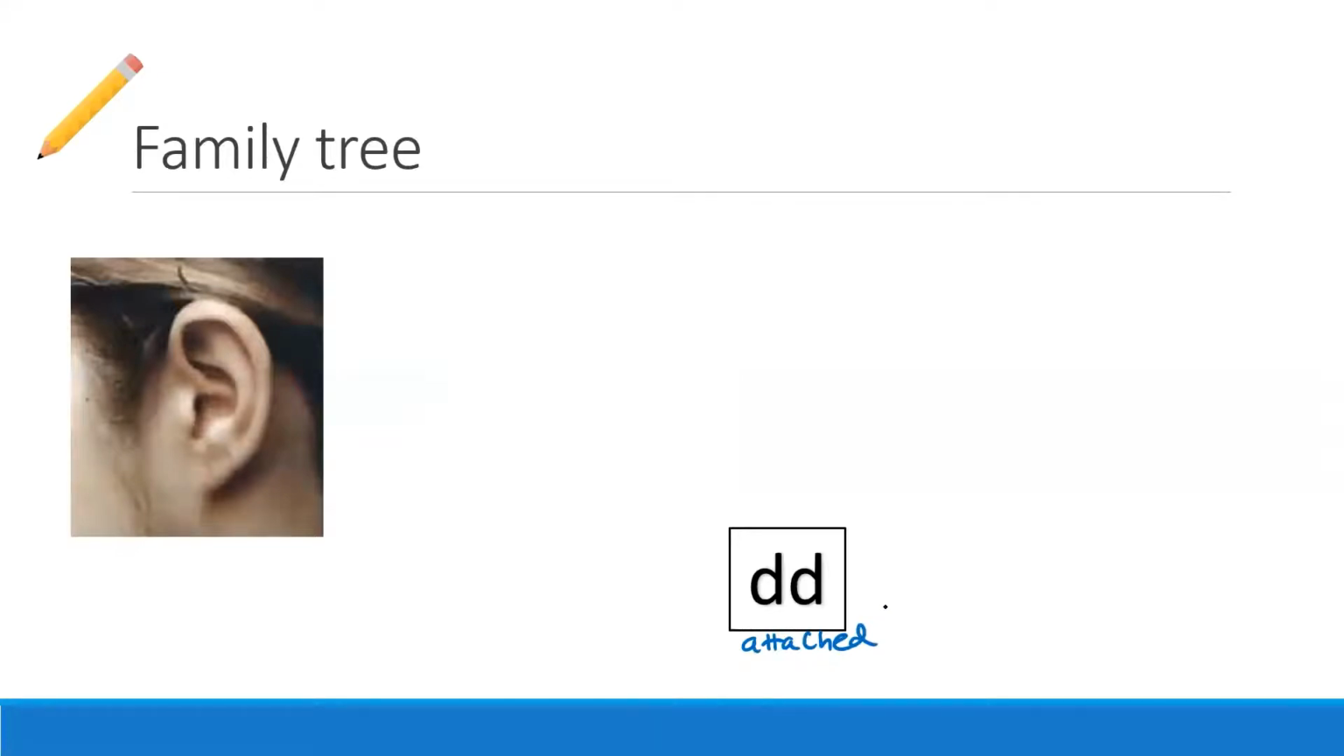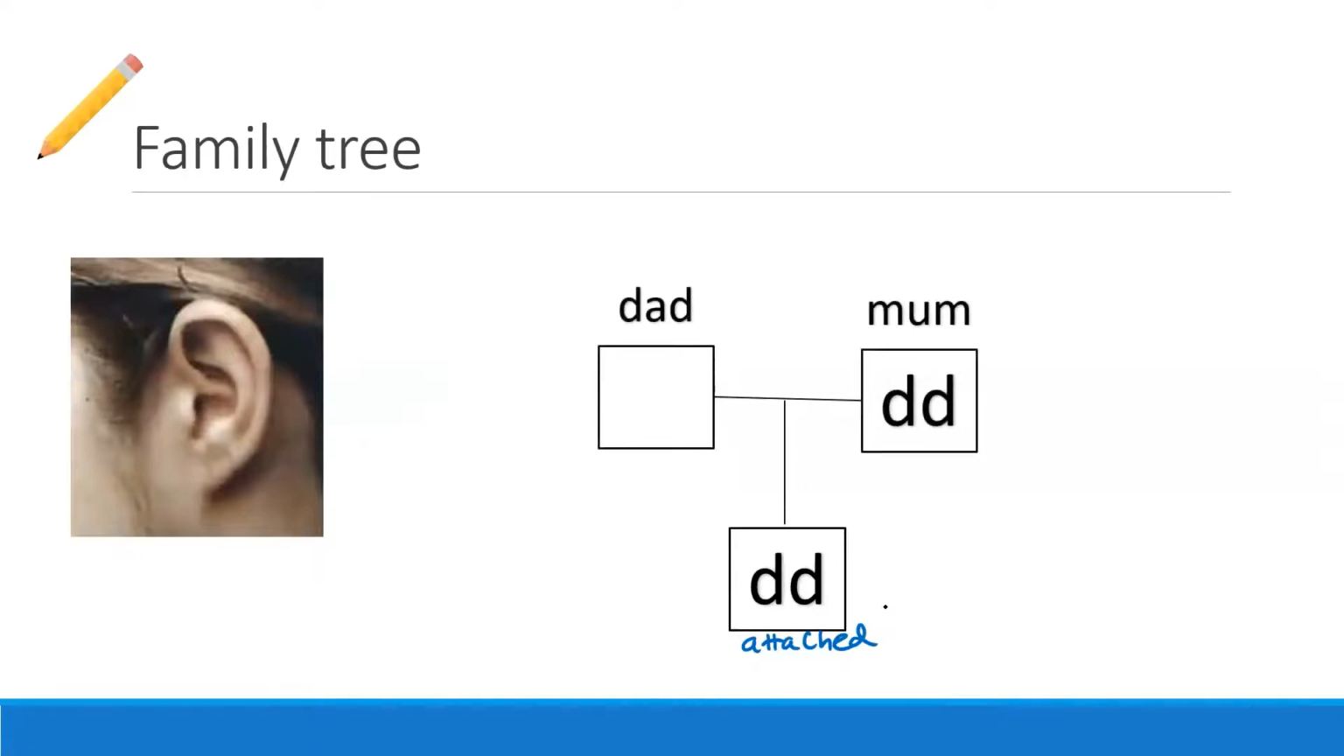Now, if I was to then say, look at this person's parents. Let's say their mum has a lowercase d and a lowercase d. That means that her earlobes are going to be detached. But the dad, we don't know about what the dad is. Could we work out what type of earlobes the dad has based off this information?